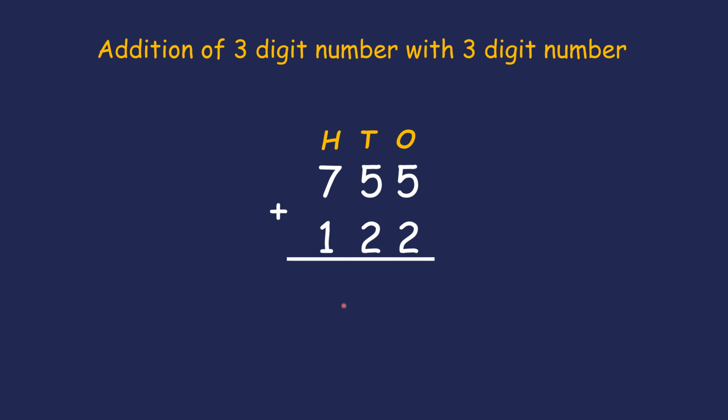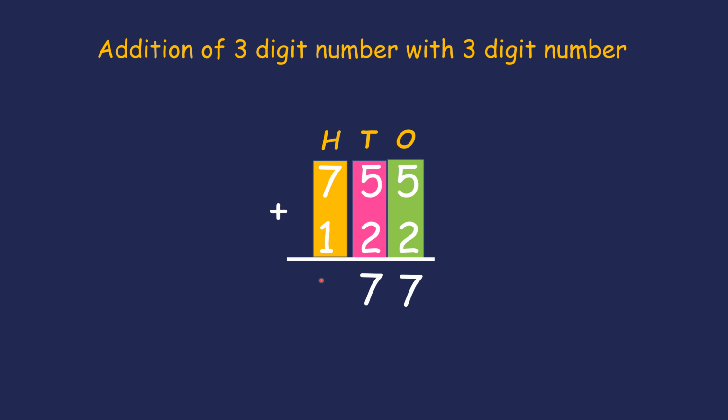Now it's time to add a 3-digit number with another 3-digit number. Let's start with the ones. So we have 5 plus 2, that is 7. Now let's go to the tens column. We have 5 plus 2 is also 7. Then let's go to the hundreds place. We have 7 plus 1, that is 8. Our sum is 877.